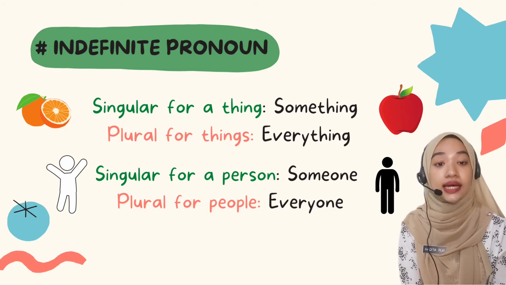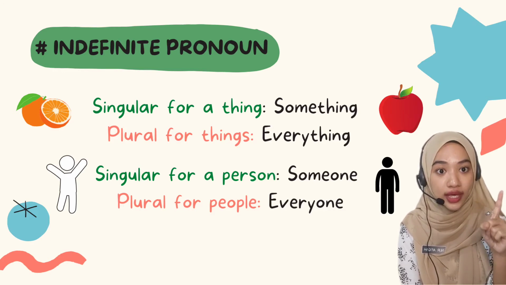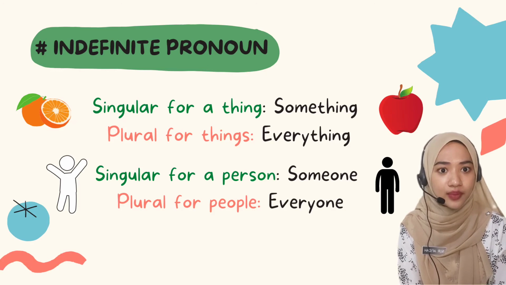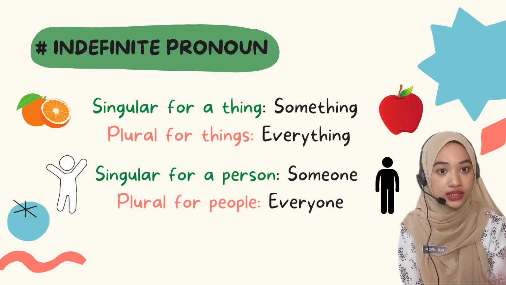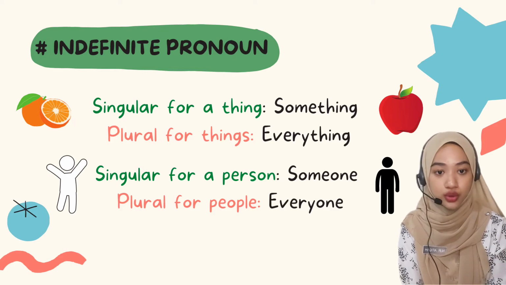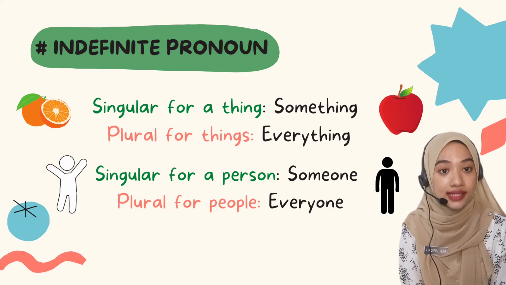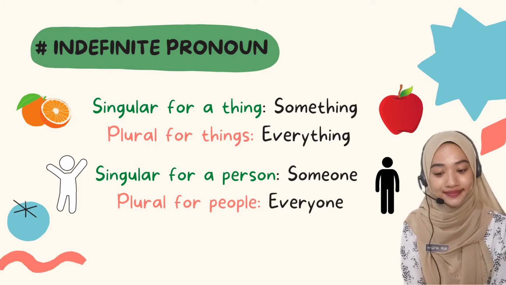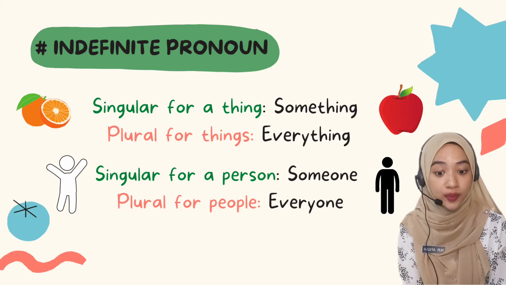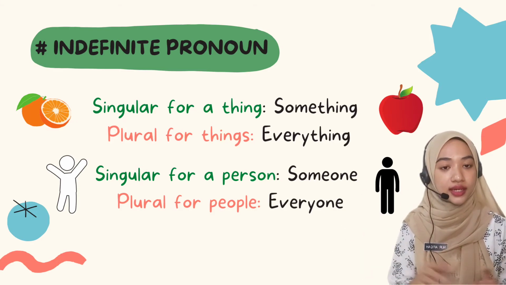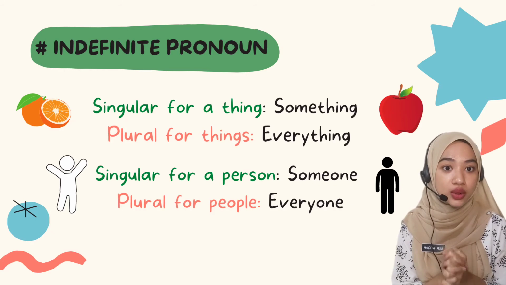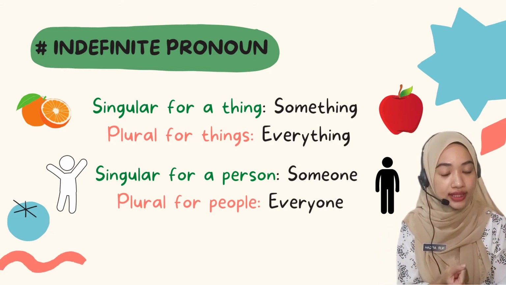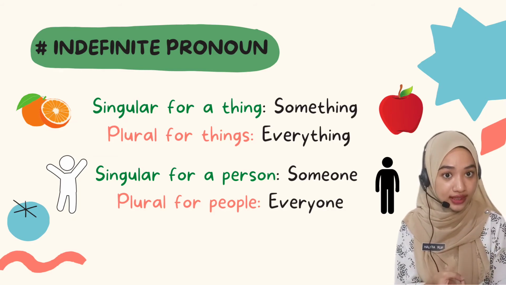Right, next. Singular for a person. A person means a human. Not for a cat, not for an apple, not for an orange. For a person, maybe a girl or a boy, we don't know. Singular for a person is someone. Someone, seseorang. Next one is plural for people. Everyone. Semua orang. Okay, everyone means semua orang. Someone, everyone, something, and everything.